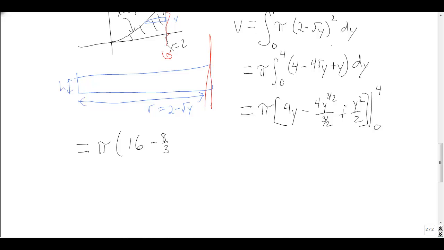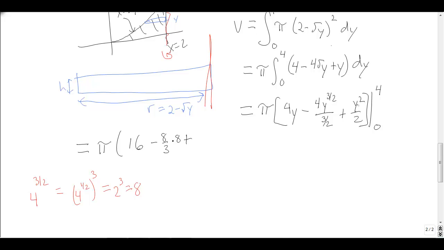Now 4 to the 3 halves might be worth talking about here. Let's do this off to the side, I suppose. So when you have 4 to the 3 halves, I'm going to think about that as 4 to the 1/2 cubed. 4 to the 1/2 is square root of 4. So that's 2 cubed. That's 8. So 4 to the 3 halves gives me 8. That means that this y to the 3 halves will actually give me an 8 there.